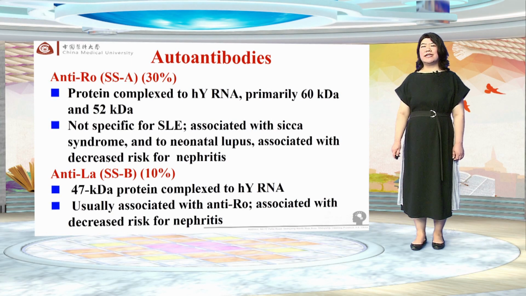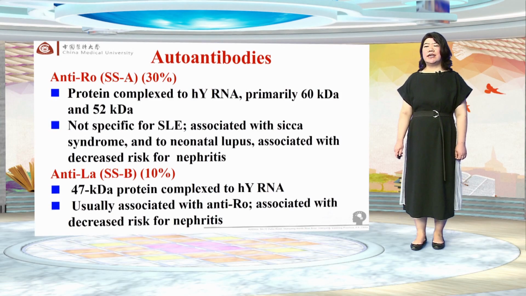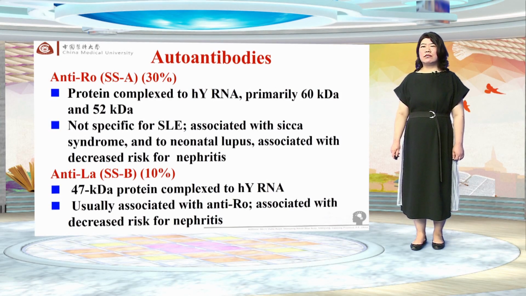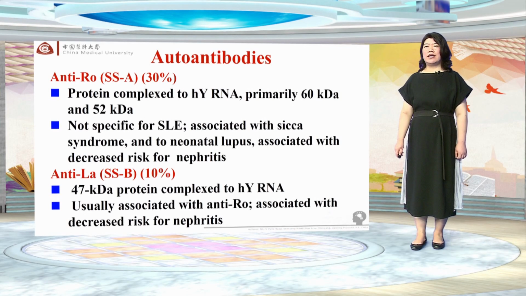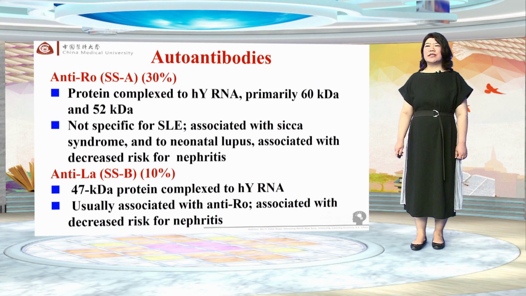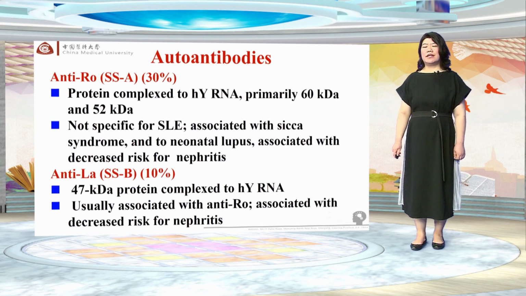Anti-La, which we also call SSB antibody, may occur in 10% of lupus patients. The antigen is a 47 kD protein complex bound to RNA. It can also occur together with the SSA antibody. It is also associated with Sjögren syndrome and with a decreased risk of nephritis.